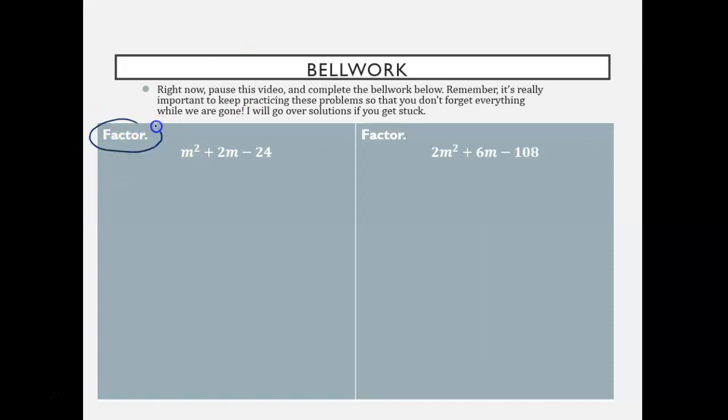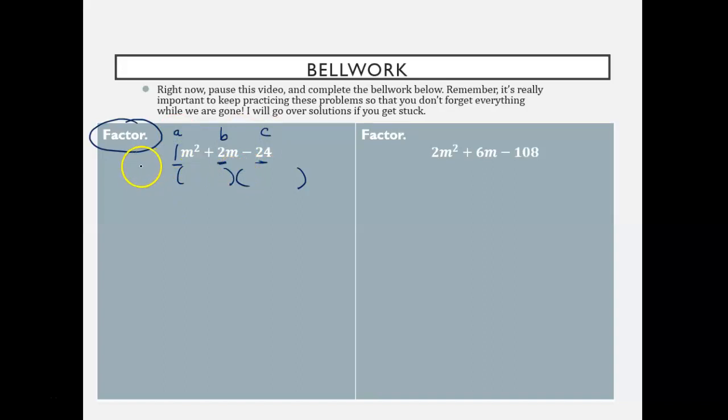All right, the directions say to factor. That's where we are breaking our trinomial into two things or three things that could be multiplied together. Remember, we're supposed to start by identifying our A, our B, and our C. So A is 1, B is 2, and C is negative 24.